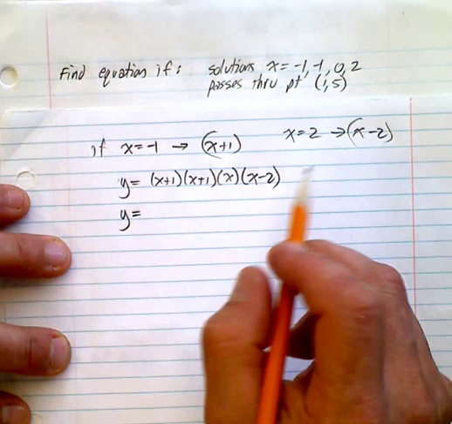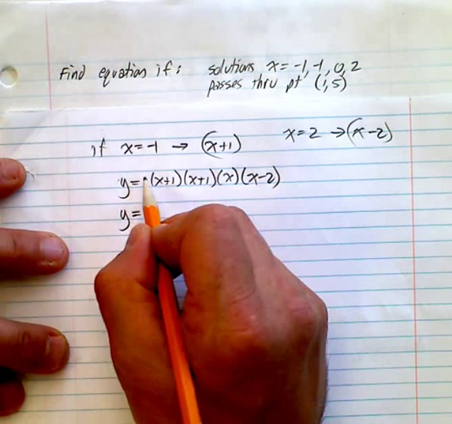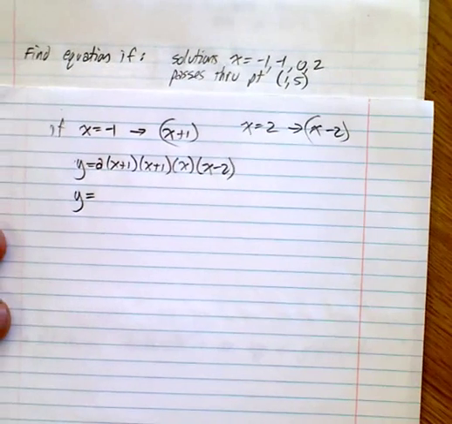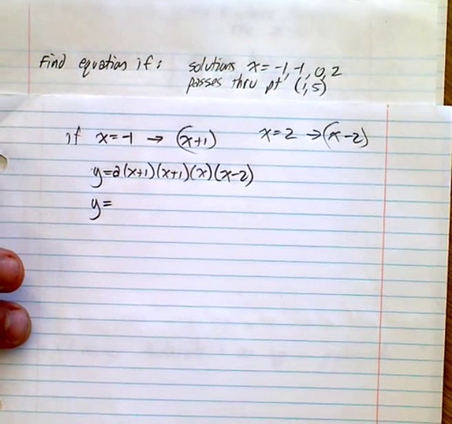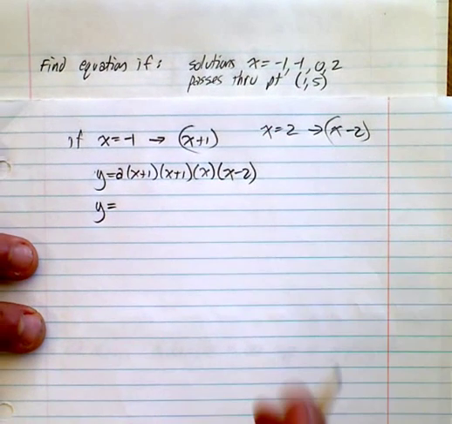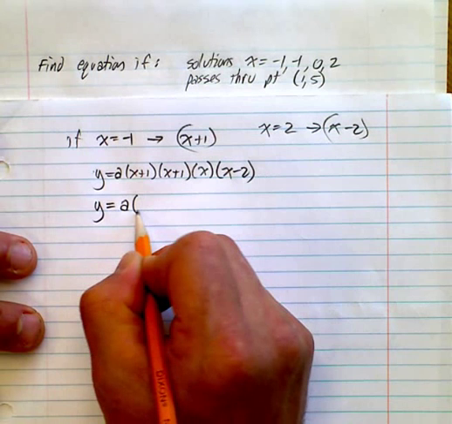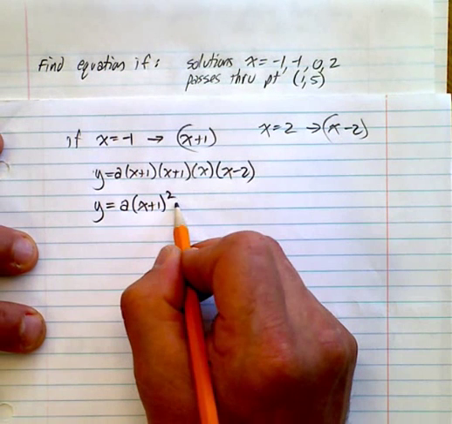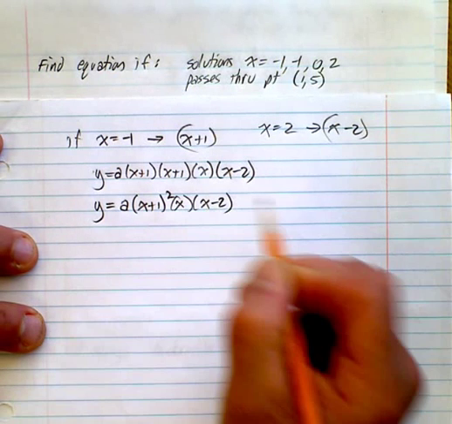But what we don't know is the shape. So what we always do is put an a in front here. And then, oops, my apologies, I kicked the chair and I lost you. There you go, I got you back. Now, let's write down an a here. We'll write x plus 1 squared, since there are 2 of them. We can put an x in there too, and then x minus 2.